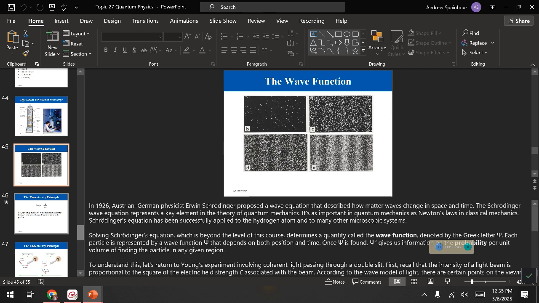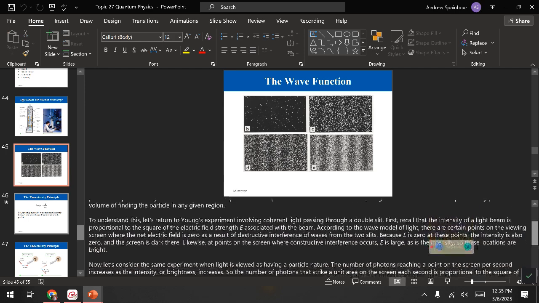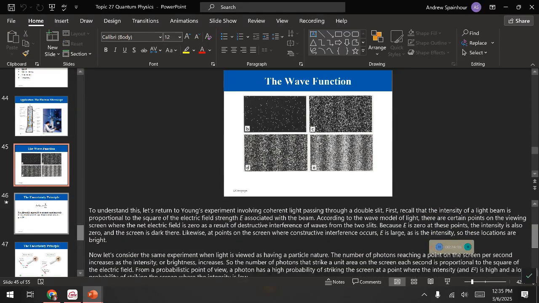Solving Schrödinger's equation is well beyond the level of this course, and that is an understatement, and determines a quantity called the wave function, denoted by the Greek letter phi. Each particle's wave function phi is dependent on both position and time. Once phi is found, phi squared gives us the information on the probability per unit volume of finding this particle in a given region. To understand this, we turn to Young's experiment involving coherent light passing through the double slit.